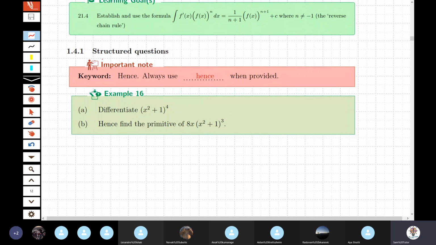Now, most questions you'll see in your exams are what we call structured questions. The reason why they're structured is they're going to give you a part A and a part B. With the unstructured ones, they're going to ignore A. You've just got to know that you have to do part A for yourself, and then do part B. So the unstructured version would just be, here's the question, just find the primitive of this, and there's no way you're going to do it without having to do A first.